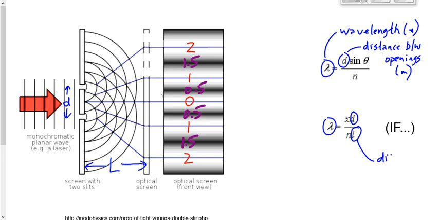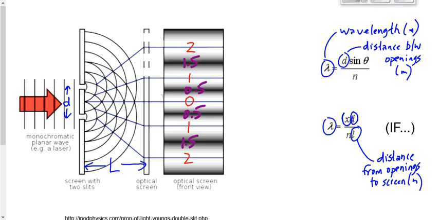It's the distance from the openings to the screen. And that's going to be measured in meters as well. So far, so good. It's a little confusing sometimes, the difference between D and L, but it's not so bad. This next one is kind of wacky, though.